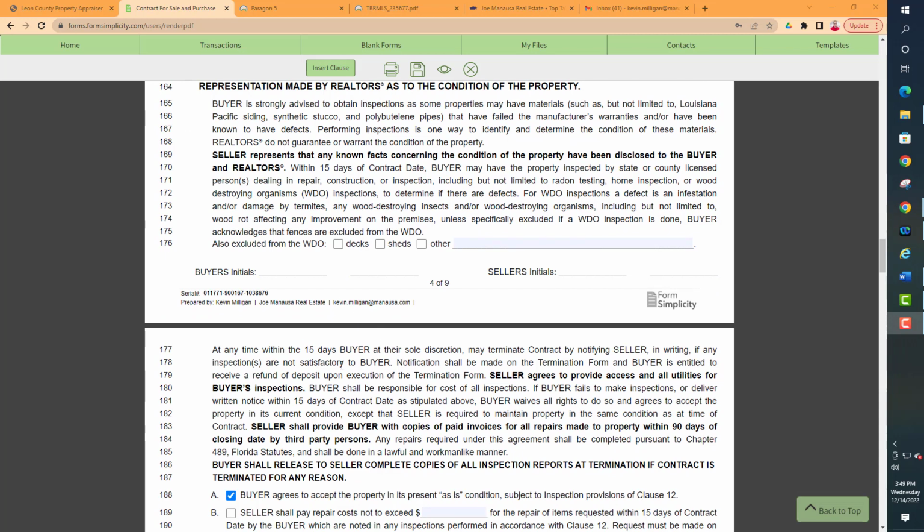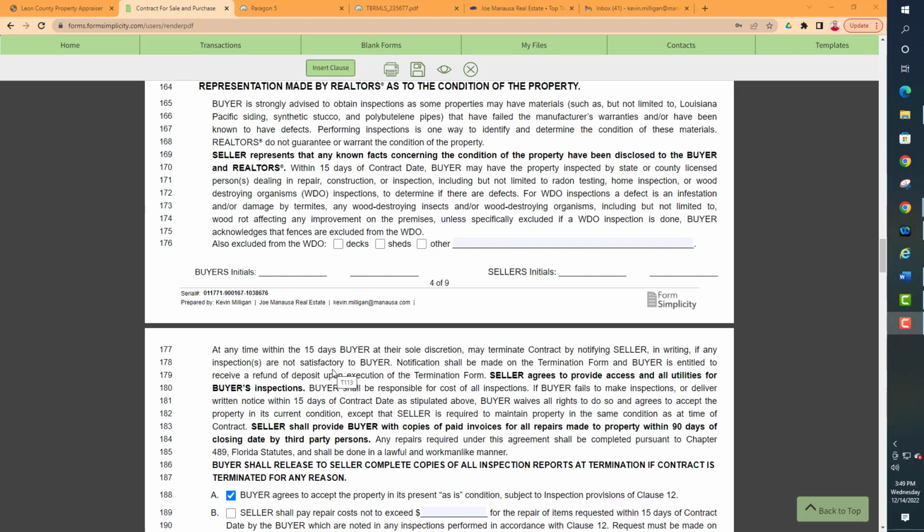Does that mean that the buyer has to buy the house no matter what's found in the inspection because it's as is? No, that's not what it means. It means that the buyer is taking it as is with right to inspect. And generally, we're going to take the property as is unless there's a major problem and we're not comfortable buying it with that problem. We would like to renegotiate.